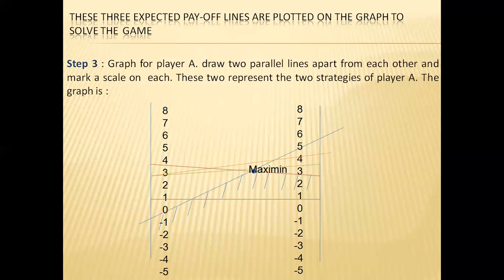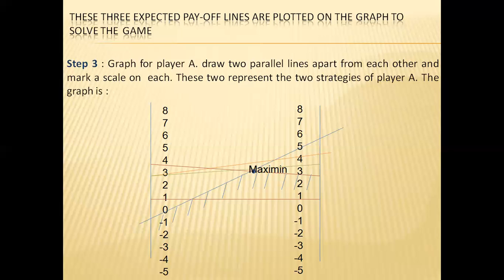So for that we'll be taking a graphical approach here. This graphical approach clearly specifies the characterizations towards possibility 1 and possibility 2. So we'll be having this graph. Three expected payoff lines are plotted on the graph to solve the problem. So, the graph for player A.